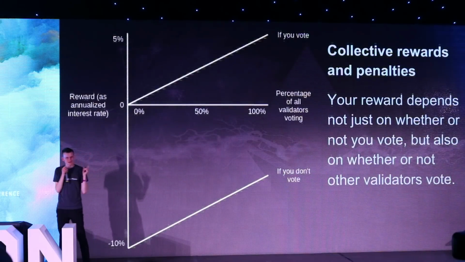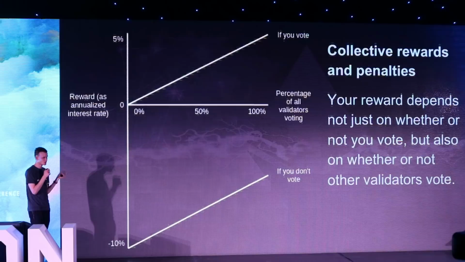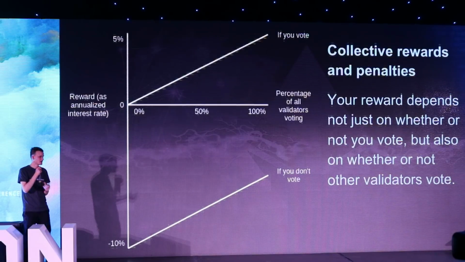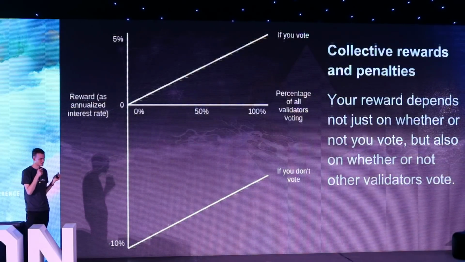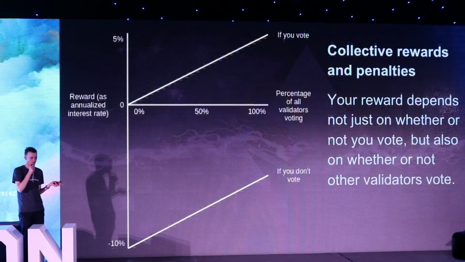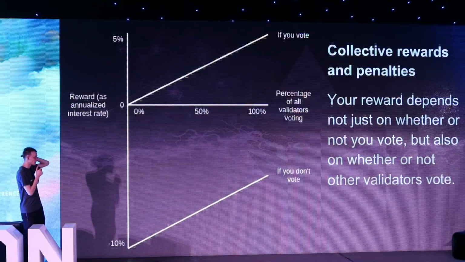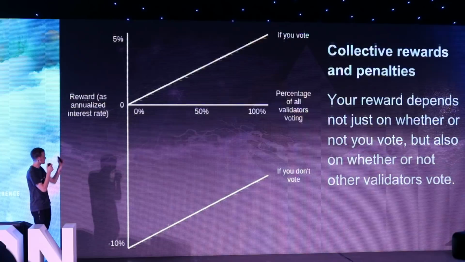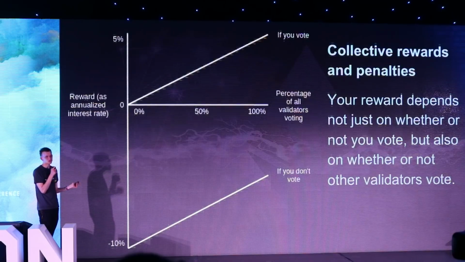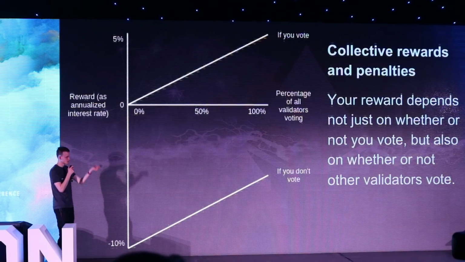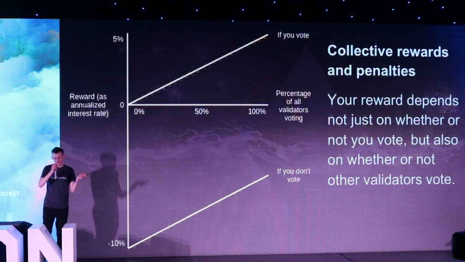Okay, so collective rewards and penalties. This is one of the fundamental principles of Casper. Your rewards do not just depend on your own behavior. They also depend on everyone else's behavior. And the point of this is to basically disincentivize large pools or cartels or large coalitions from acting in ways that shut other people out. So, if you vote, then your reward goes up from 0 to 5%, basically linearly as a percentage of all the other validators that vote. If you do not vote, then you get penalized, but you get penalized even more if many other people also don't vote. Everyone roughly get that?